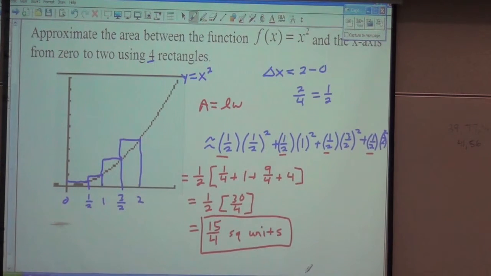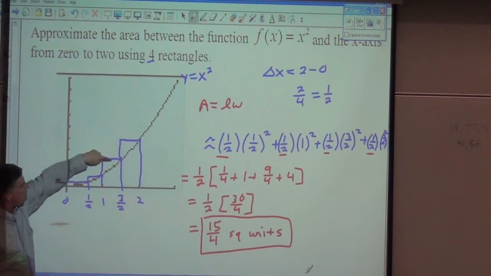Now, what do we know about this estimate for sure? It's too big, right? Every one of these rectangles we drew went above the function.